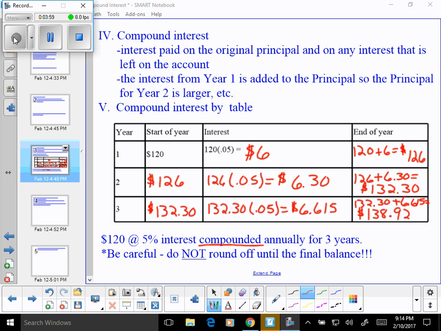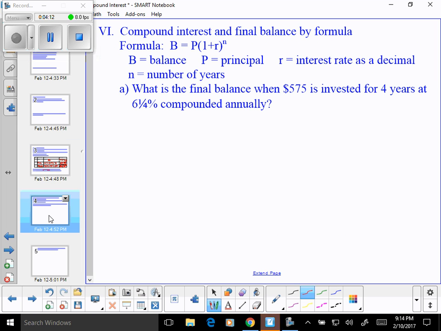It seems like an odd thing. Some students refuse to obey this rule or follow this policy that you don't round off until the final balance, and you might find yourself at least a penny or two off. That's the only example I'm showing you of a table. So when you do this on your assignment, you're going to have to really utilize your notes.